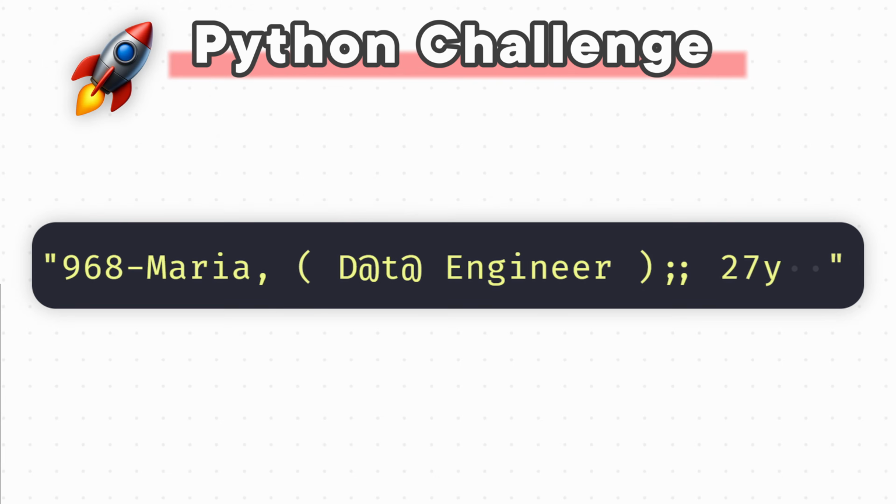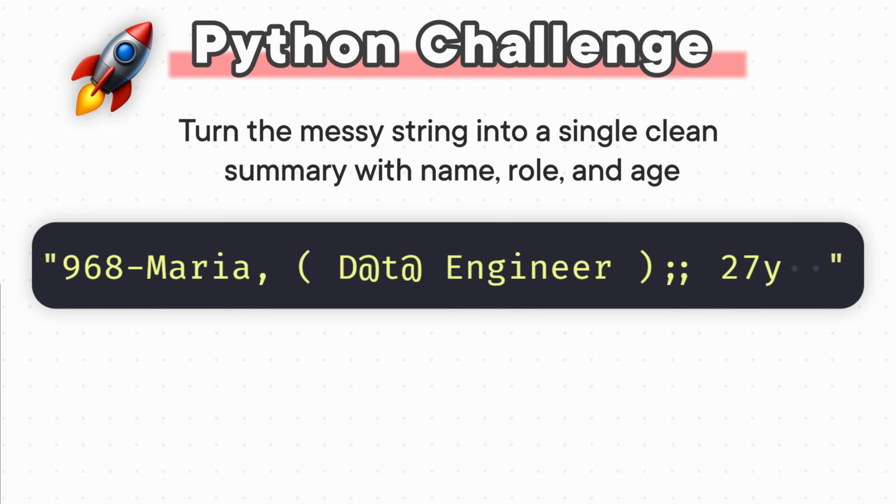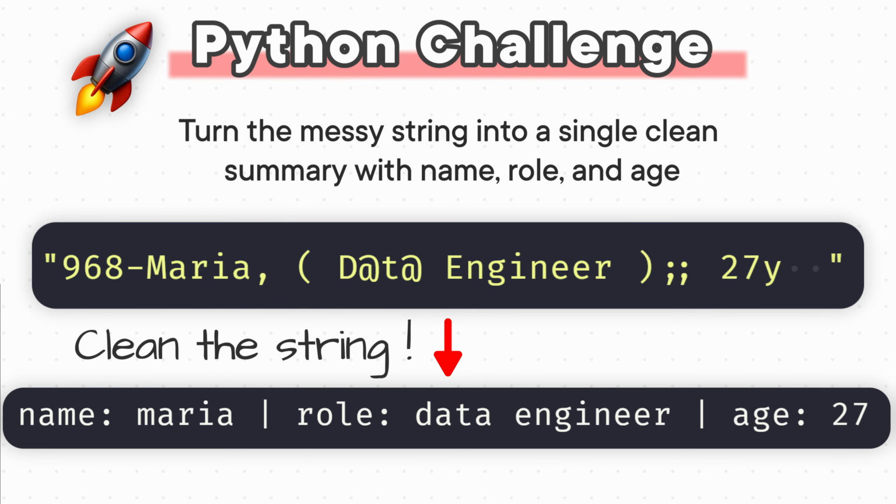Okay friends, now time to challenge your new skills. If you are able to solve like 80% of it, then it's going to be amazing. So now we have this messy string that has a lot of information. I want you to clean this up and make it more organized in one string. So here we have a name, role, and age. I know this one is going to be challenging. So now go pause the video.